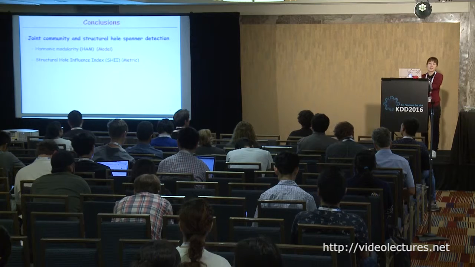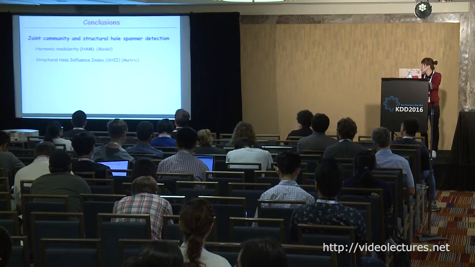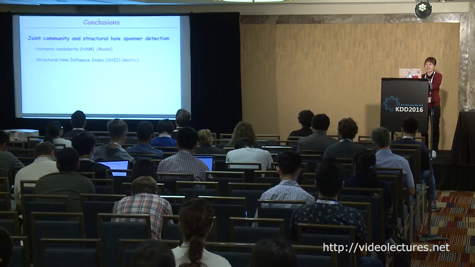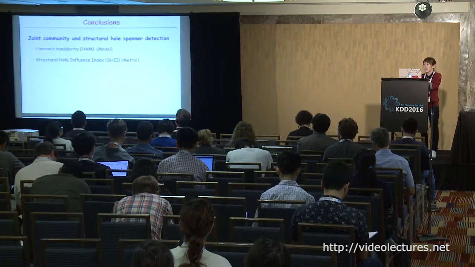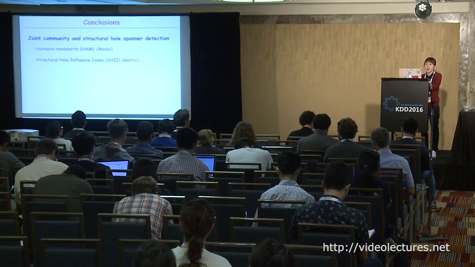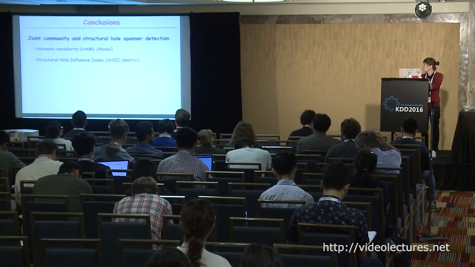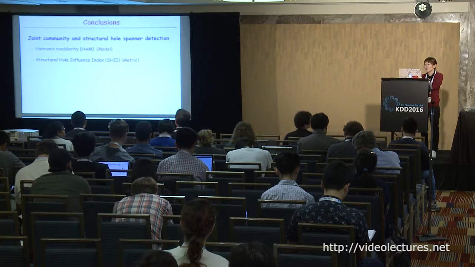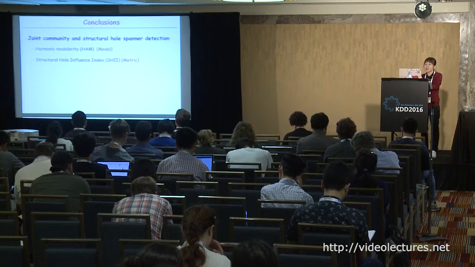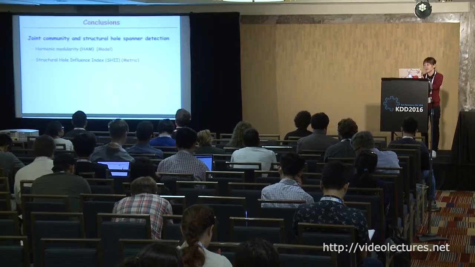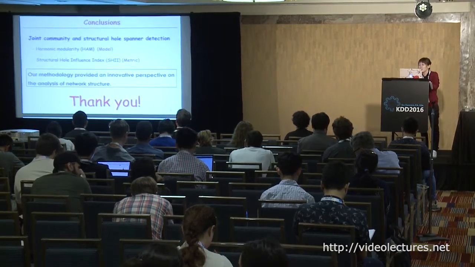Here I will give the conclusions of this paper. In this paper, we proposed a joint method to study community detection and structural hole spanner detection together. First, we proposed a harmonic modularity method to study these 2 problems. And then we also provide a metric to measure how good or bad the performance of the identified structural hole spanners is. Our methodology provides an innovative perspective on the analysis of network structure. That's it.